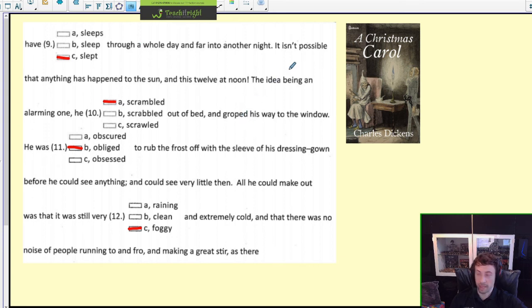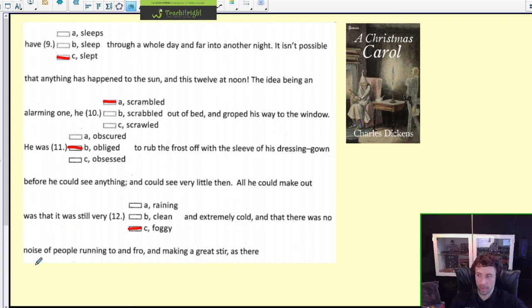It isn't possible that anything has happened to the sun, and this is 12 noon. The idea being an alarming one, he scrambled out of bed and groped his way to the window to check that it's not that the sun hasn't come up. He was obliged to rub the frost off with his sleeve of his dressing gown before he could see anything, and he could see very little even then.